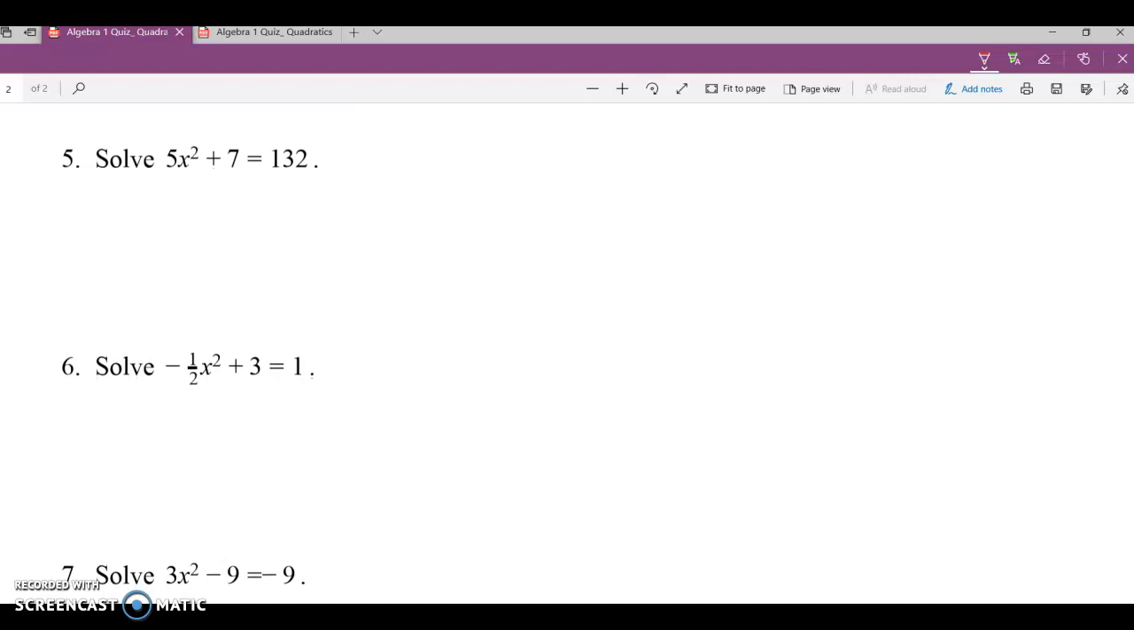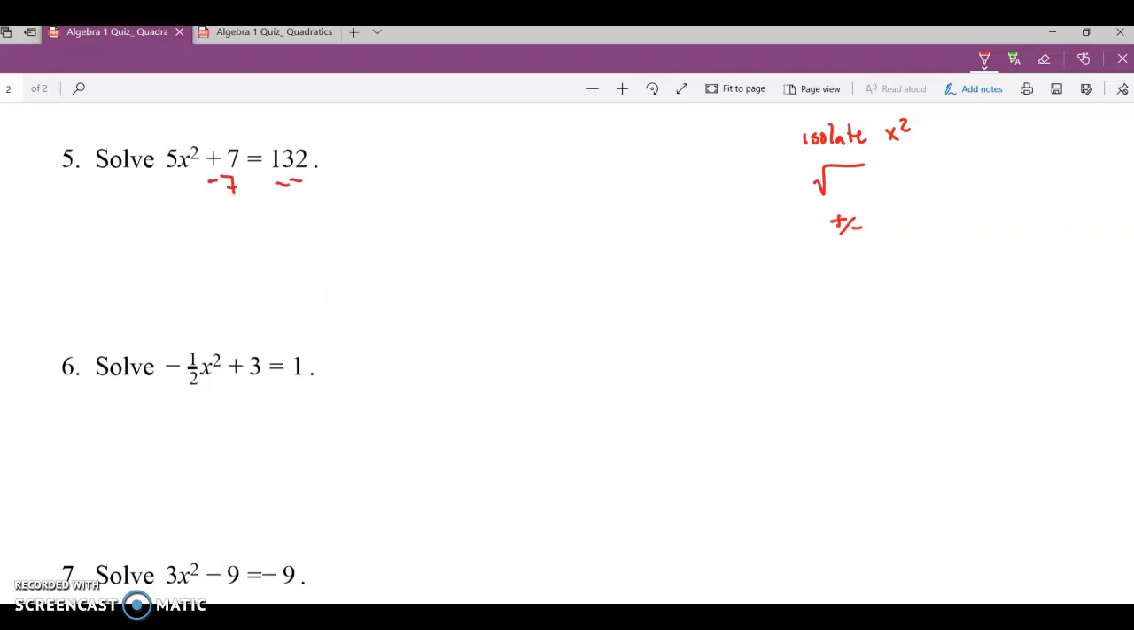And you'll notice for all 3 of them, they're just an x squared. There's no x to the first power. So I'm going to use the square root method for all of these. That means I want to isolate x squared, and then I want to take the square root of both sides. And I need to remember my plus or minus.